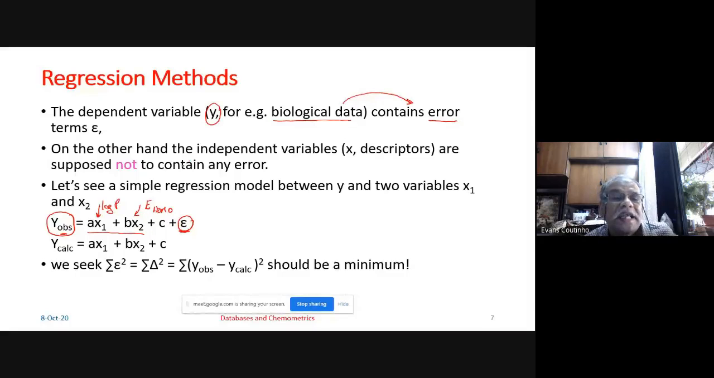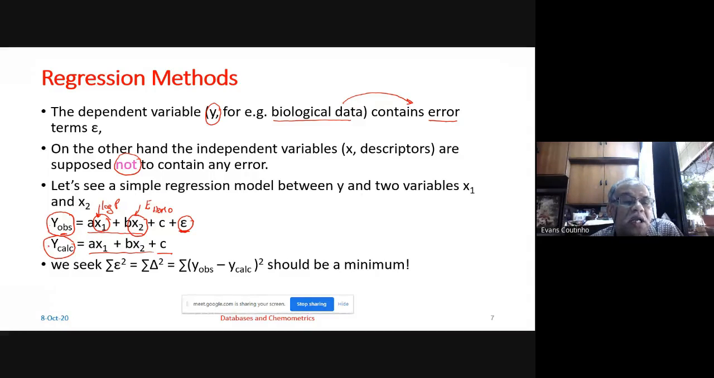Note that the descriptors X1 and X2 are believed not to contain any error. So there is an error only in the experimentally determined endpoint, and not in the independent variables or the X descriptors. And what we want to do now is model this activity endpoint by this equation, a x1 plus b x2 plus c. And remember that there is no error inside this.